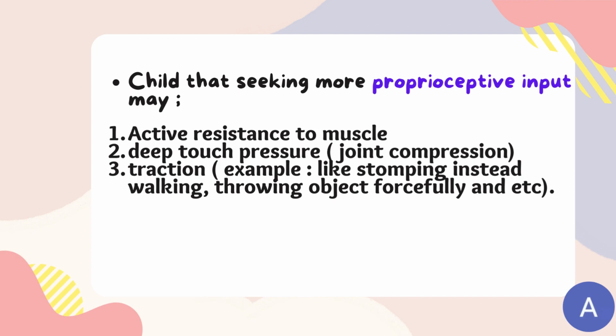Examples of a child seeking more proprioceptive input: they may look like they are actively resisting to muscles. The second is deep touch pressure, for example, joint compression. They need more input. The third one is traction. For example, instead of walking, they like stomping, throwing objects forcefully, and so on.